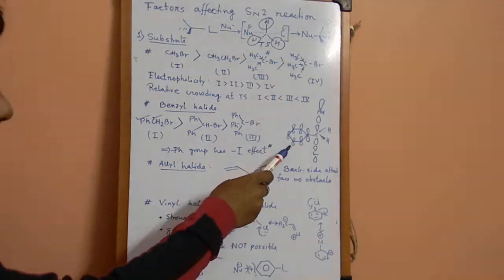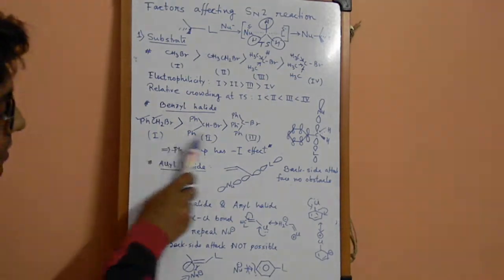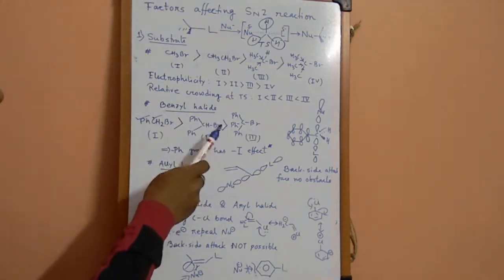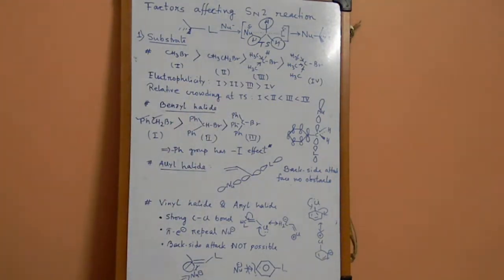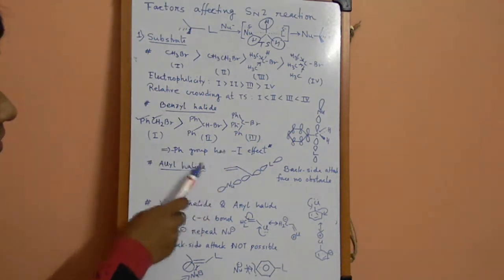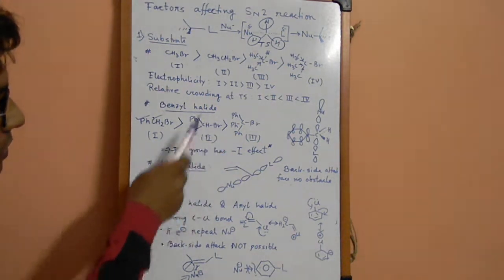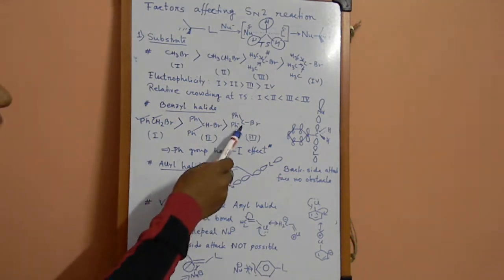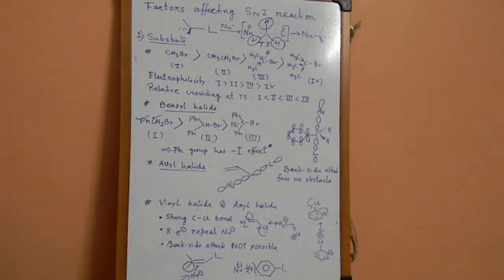SN2 reaction. What happens when you increase the number of phenyl groups? There will be huge steric crowding in the transition state. So even if the minus I effect is increasing with incorporating more and more phenyl groups, which was expected to help increase the electrophilicity of the carbon, it is the steric factor that is going to be the dominating one, because it is a pentacoordinated transition state.